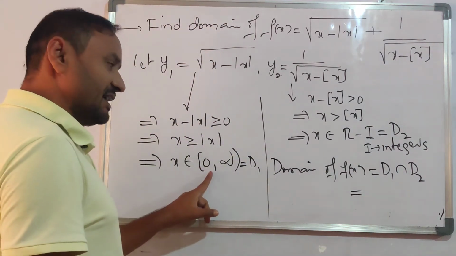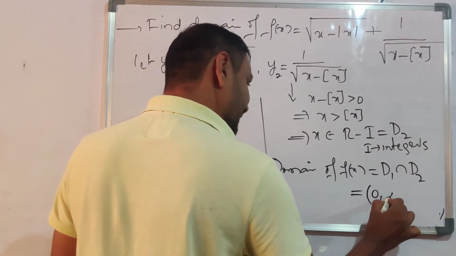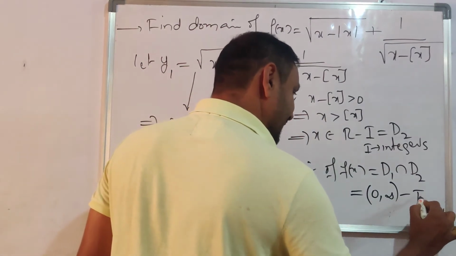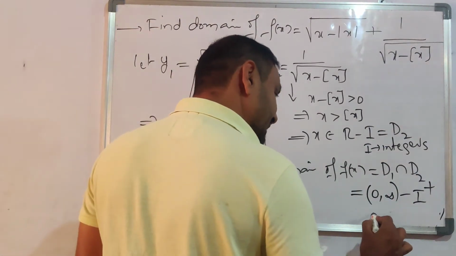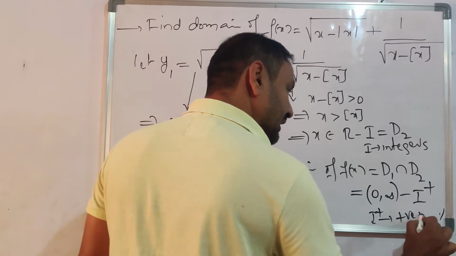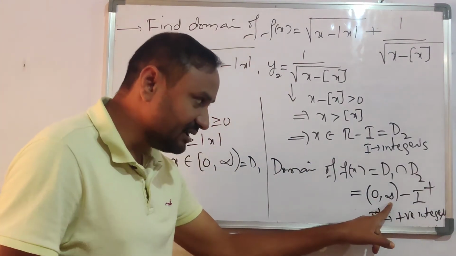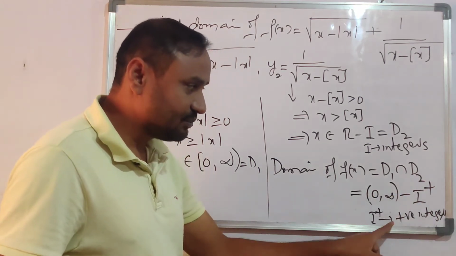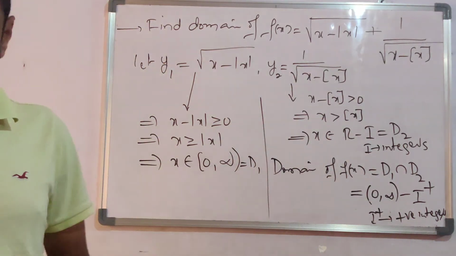So D1 intersection D2 is equal to: subtract the integers from this, that is, eliminate from 0 to infinity. Here so many integers are there. This is minus I plus, where I plus means positive integers. That means eliminate integers from this interval: 0 to infinity minus I plus, the positive integers. So this is the domain of the given function.